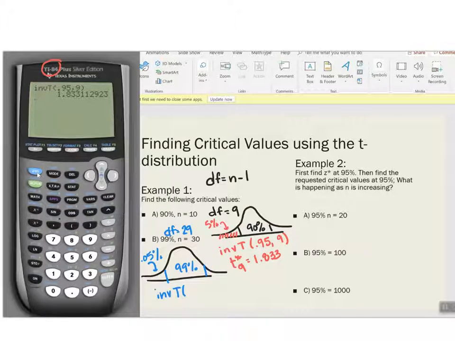So we'll do second, bars, inverse t, 0.995, comma, 29 your degrees of freedom, and this time the t critical value is going to be 2.756.